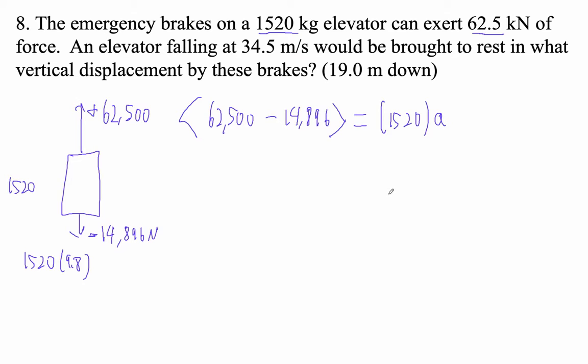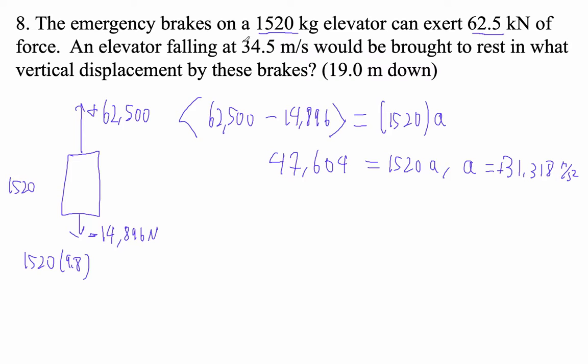So I'm going to go 62,500 minus 14,896. I'm getting 47,604 is 1520A. A is equal to, I just divide, right? So that divided by 1520 is 31.318. And that's positive 31.318 meters per second squared.